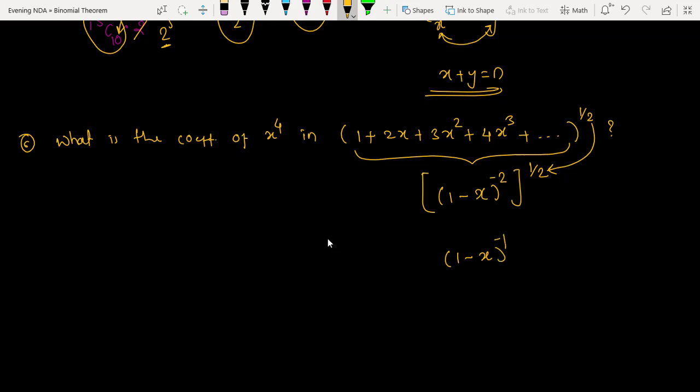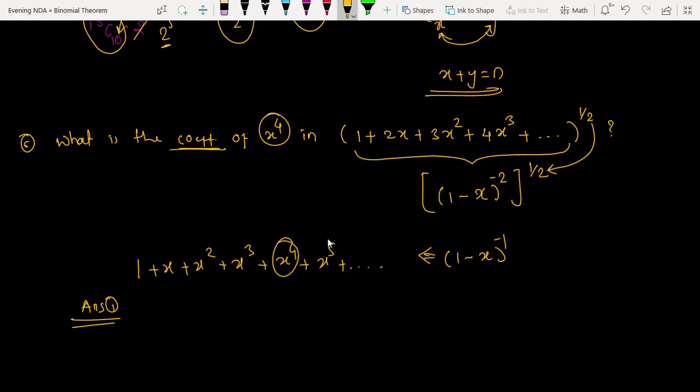Minus 1. What is the expansion of 1 minus x to the power minus 1? It is nothing but 1 plus x plus x square plus x cube plus x4 plus x5 and so on. Are you getting the point? They have asked for the coefficient of x to the power 4. What is the coefficient of x to the power 4? 1. Answer is 1. So this was the question in your 2017.